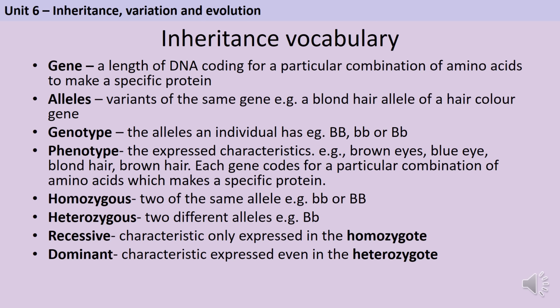When a person has two of the same allele, so two blonde hair alleles or two brown hair alleles, we call that being homozygous, and where they have different alleles, we call that being heterozygous. Now, when we look at all those alleles, a recessive allele is one that will only be expressed, it will only show up in the phenotype, in the homozygote. So you need two copies of it for it to be expressed. A dominant allele is one that is expressed even when there's only one copy there, so even in the heterozygote. And I can't emphasise enough how important it is that when describing recessive and dominant, you use the word expressed.